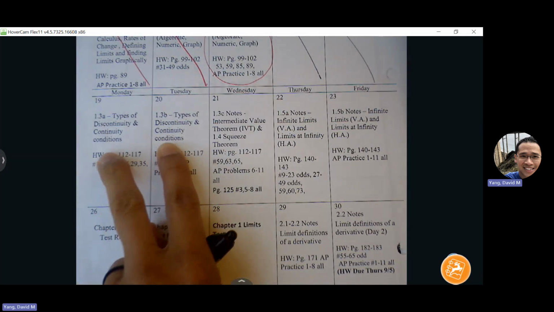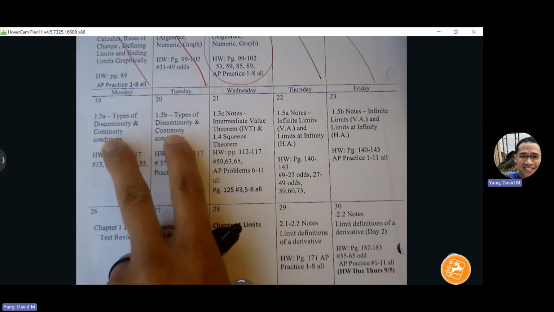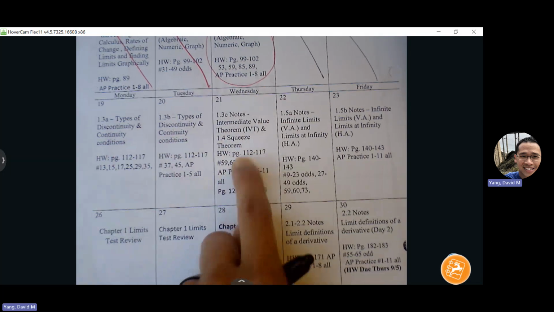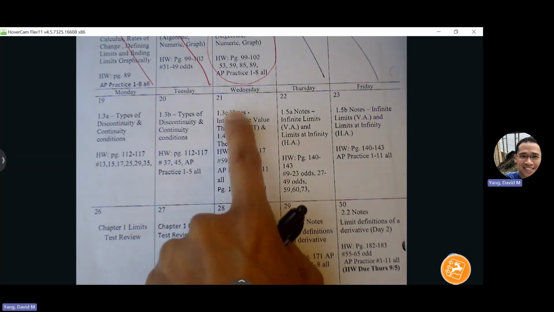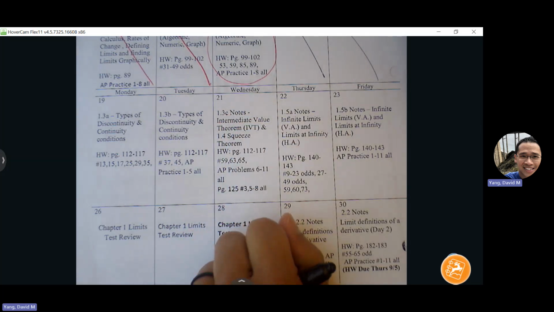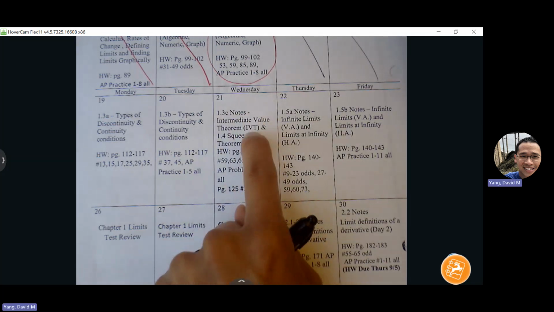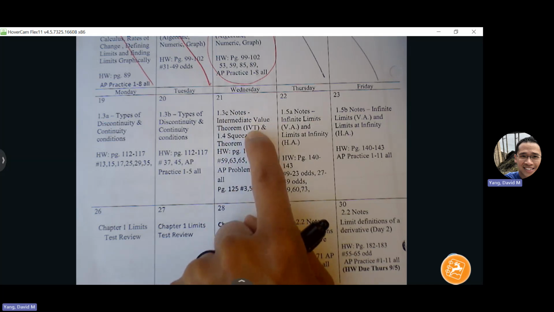Continuity and discontinuity. We're going to talk about functions that are continuous and what conditions allow us to confirm that a graph is continuous through a point. We have something called the squeeze theorem, which is pretty straightforward. The intermediate value theorem, I think, will naturally make sense. We just have to know how to justify these types of situations.